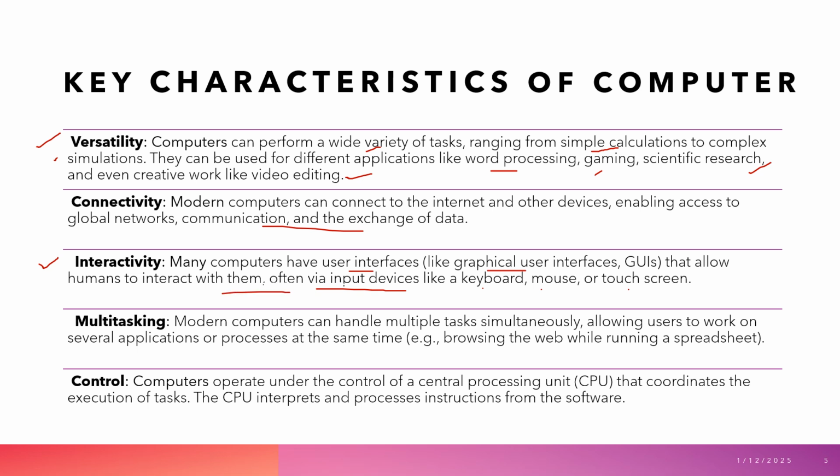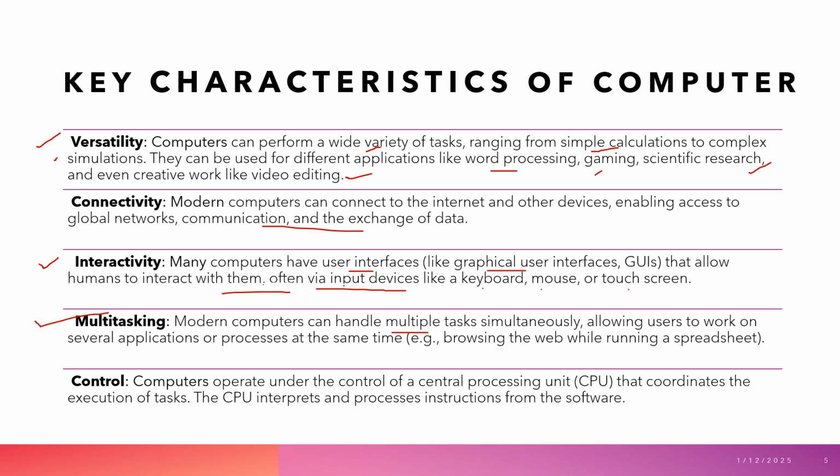The next is multitasking, which means that the computers have the ability to perform multiple tasks at a single given point of time. This basically means that, say for example, I am recording this video, but in the background there might be another spreadsheet which is open in my computer. So this comes in the category of multitasking.